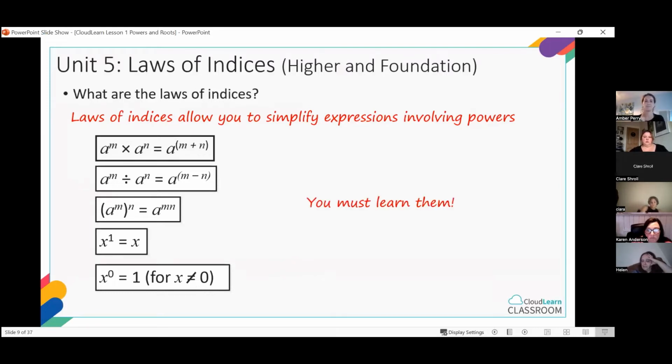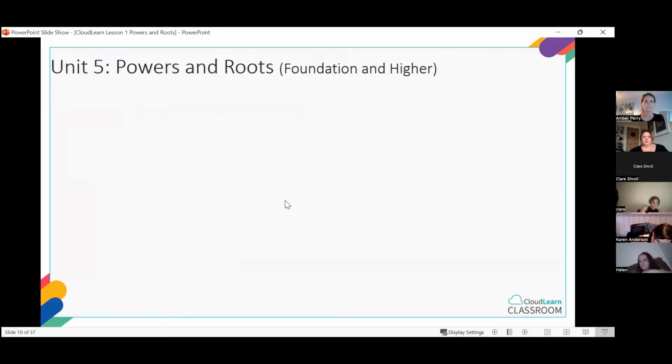Okay, so you need to learn these 5 rules. You're going to need to use them for your exam. So really important to have them jotted down. And I'm going to take you through each one individually and we'll just practice using some. Okay. So the first one, the law of multiplication.